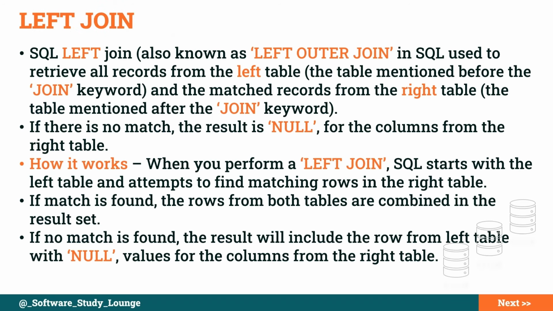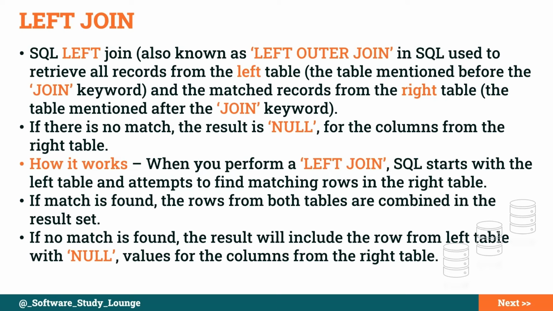So next is left join. The SQL left join, also known as a left outer join, is used to retrieve all records from the left table, the table mentioned before the join keyword, and the matching records from the right table, the table mentioned after the join keyword. If there is no match, the result is null for the columns from the right table.